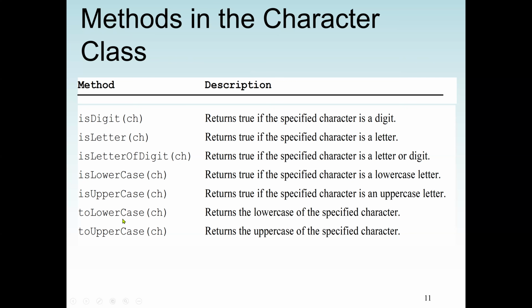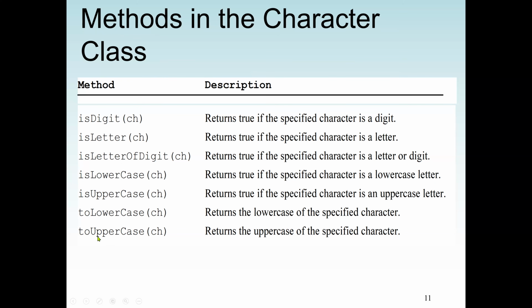toLowerCase works the same way, except it returns the lowercase of the character in ch. Here it means we are going to convert the character in ch to lowercase. If it's lowercase, then it will stay lowercase. If it's uppercase, we convert it to lowercase.